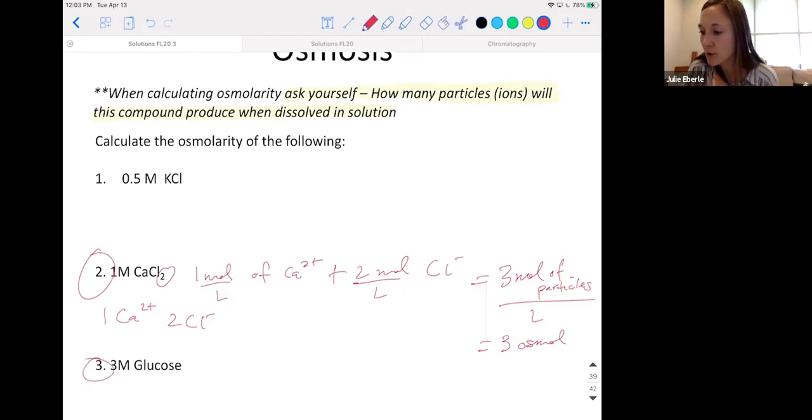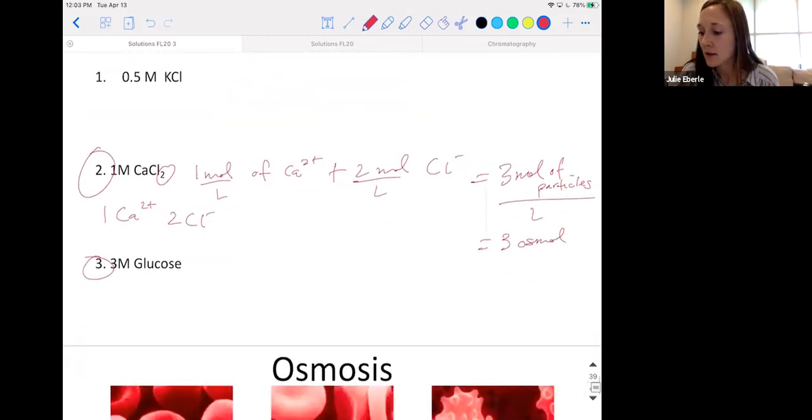So what about glucose? Real quick. Glucose. If I've got 3 molar glucose, what's my osmolarity here? How many particles? So I got 3 moles of glucose particles per liter. Is that going to dissolve into anything? Is it going to break apart into anything? Glucose, insulin, fructose, none of those biological molecules will. So we would just say this is 3 osmoles. Does that make sense? Okay.